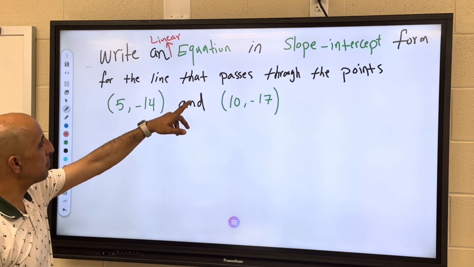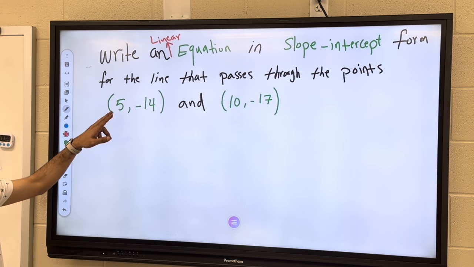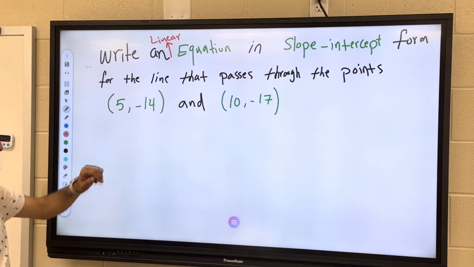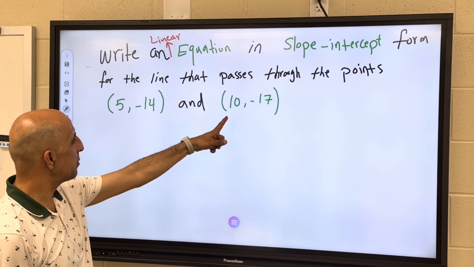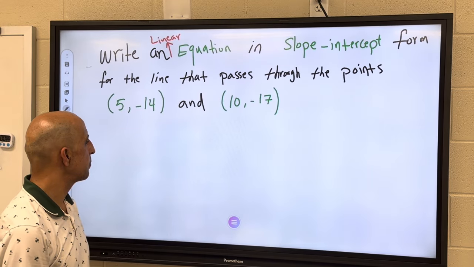For the line that passes through the points, I have the first point, which is (5, negative 14), and the second point, which is (10, negative 17).